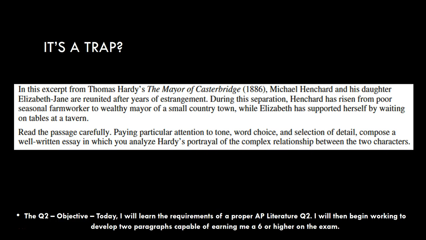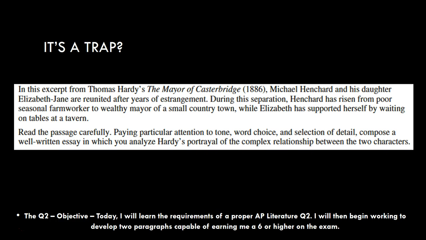So, first, let's go ahead and acknowledge the main thing. The first trap people think they're running into is that there's a list of things that you can analyze within this when you're looking at the complex relationship between the two characters. Please note that's not a trap. Those things actually are present within the text and they can be used.